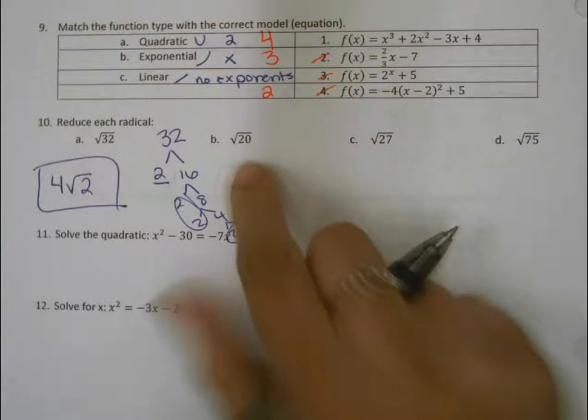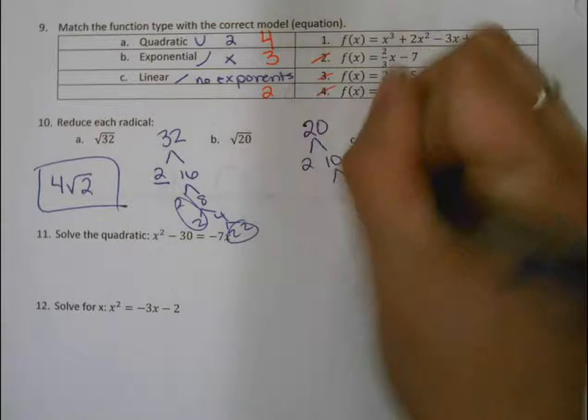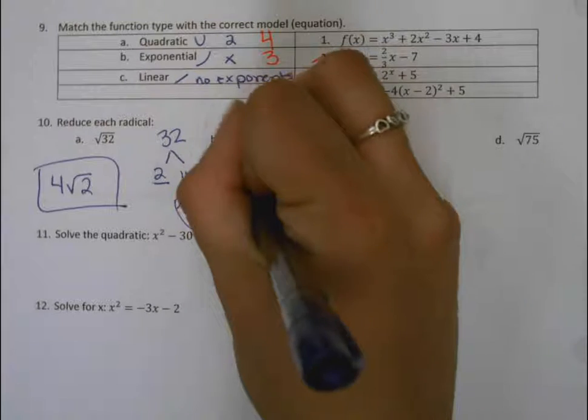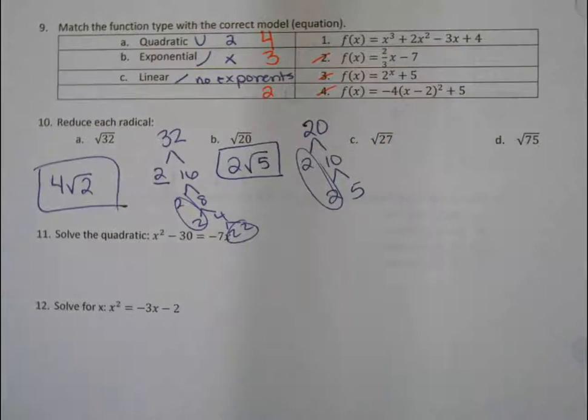I'm going to do the same thing for 20, so I'm going to start off by doing my factor tree. My factors are 2 and 10. Factors of 10 are 2 and 5. I have a pair of 2's, so 2 goes outside. 5 is alone on the inside, so I have 2 root 5.